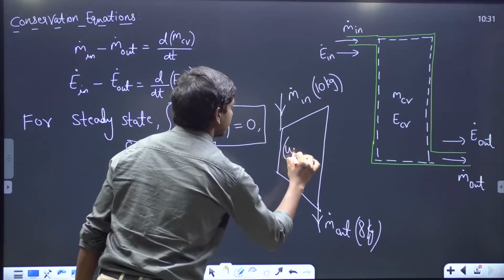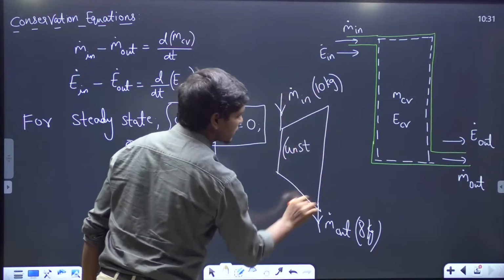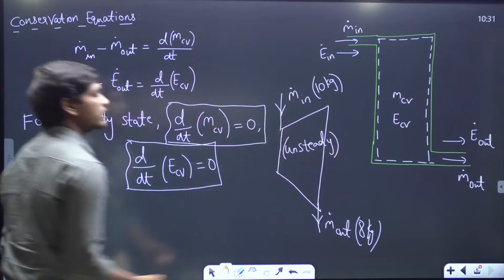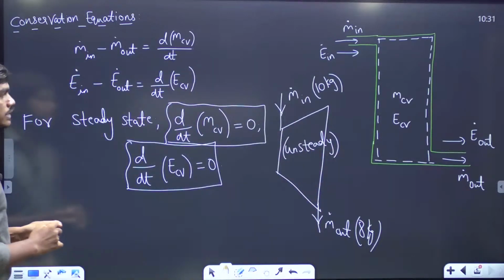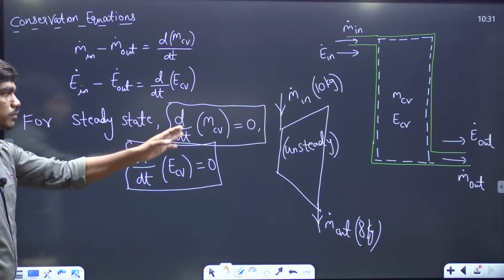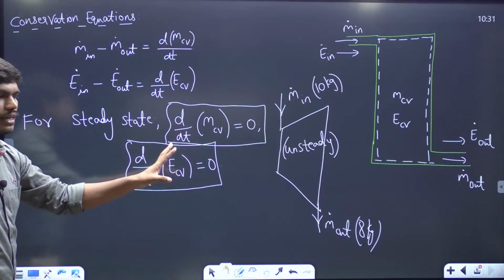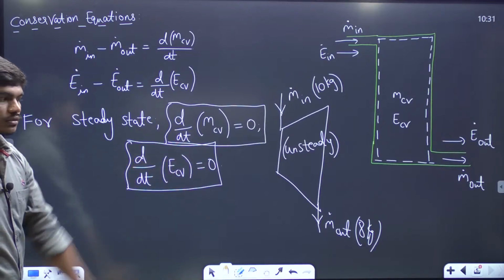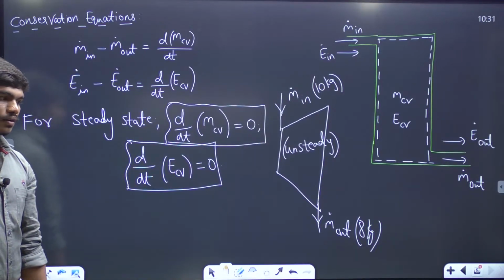Okay, this device is unsteady, because 10 kg is coming in and only 8 kg is going out. So this is unsteady. So generally for steady state, you have d by dt of m_cv should be 0 and d by dt of E_cv should also be 0. Clear why these two should be 0 for attaining steady state devices?